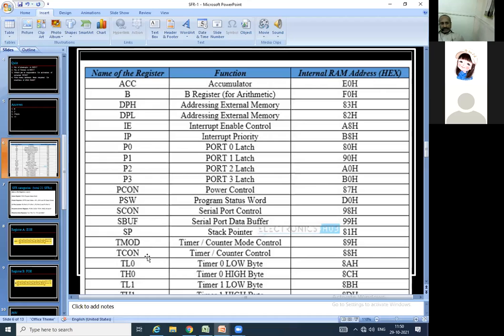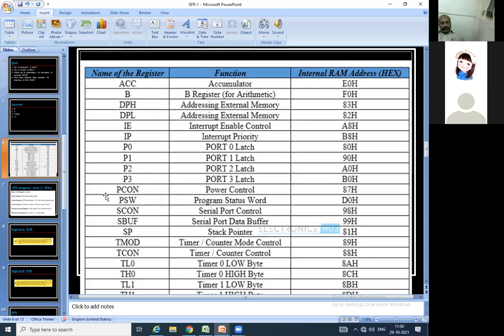Stack pointer is there. So timer is here, TL0, TH0, TL1, TH1. So what is their starting address? That is 8A, 8C, 8B. In that way, we are supposed to remember. PCON, that is power control.